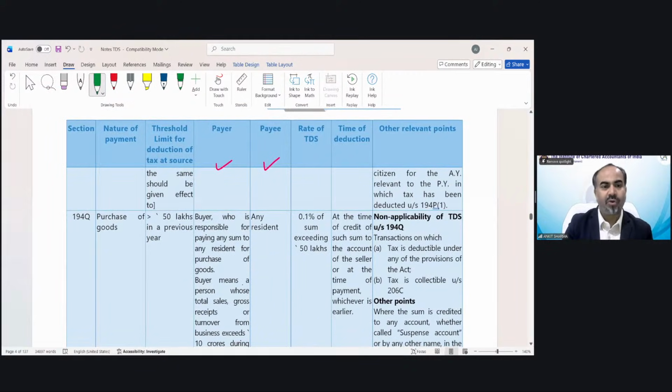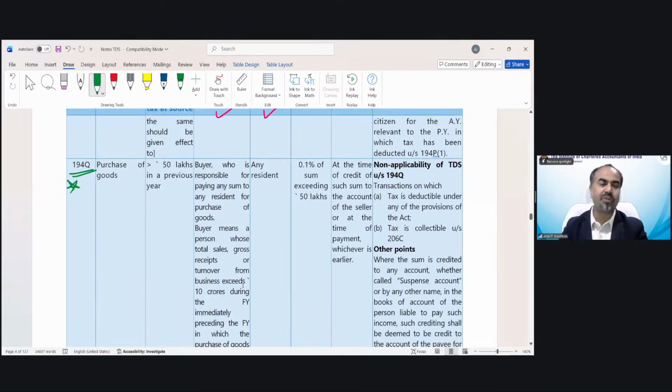Section 194Q. Section 194Q says purchase of goods. So if you purchase goods of more than 50 lakh rupees in a previous year from the same person, of course, then you need to deduct TDS at the time of payment.